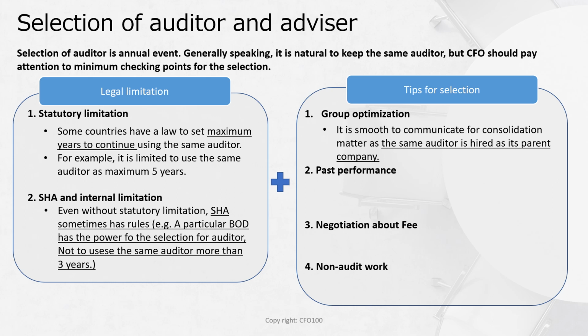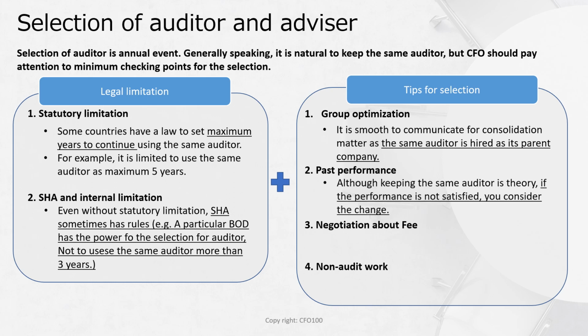Also, past performance should be watched and evaluated. If the auditor took longer than expected and caused trouble with your accounting team, you need to consider changing the auditor, even though changing the auditor places some burden on the company.